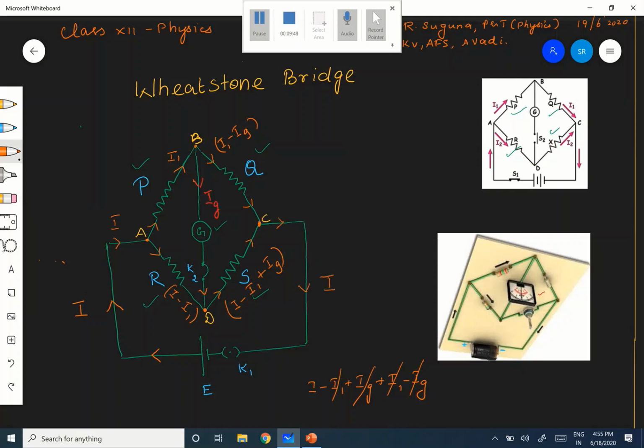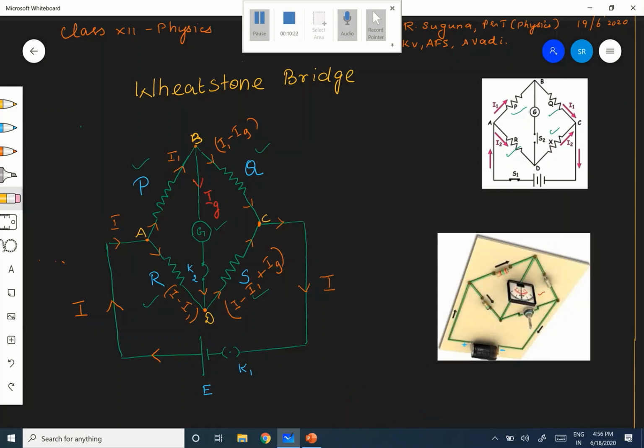So this is the Wheatstone bridge given, with P, Q, R, S. Between B and D there is a galvanometer. Now we are going to see, as I told you, that this is meant for measuring resistance. So we are now entering into how to measure an unknown resistance.